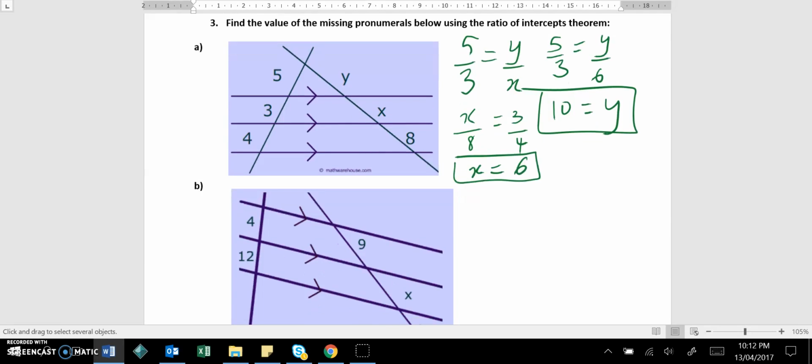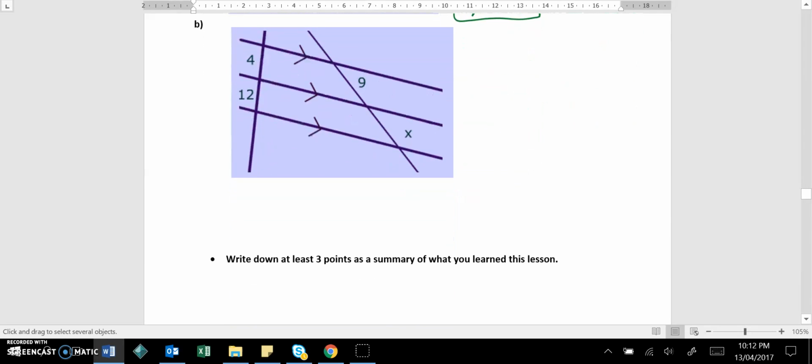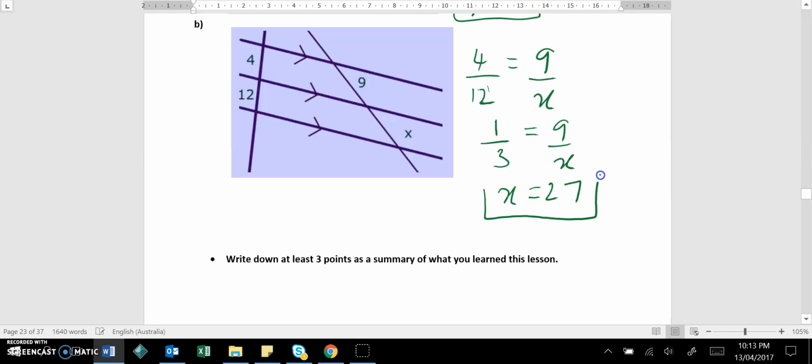Nice and easy. The next bit you're going to do exactly the same thing. So in this problem, I'm going to go 4 over 12 is equal to 9 over x. And I'm going to simplify the 4 over 12, so that's 1 over 3 is 9 on x. And in this one, I've got x is equal to 27 when I cross multiply.